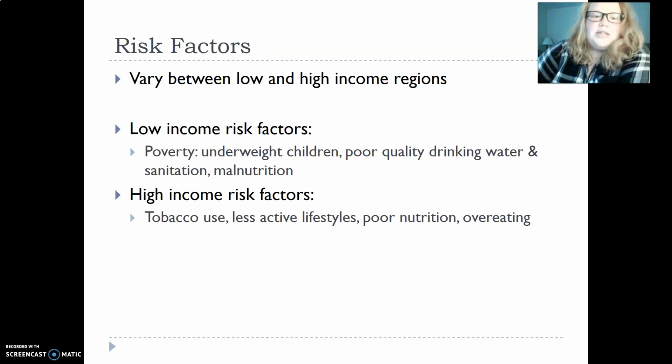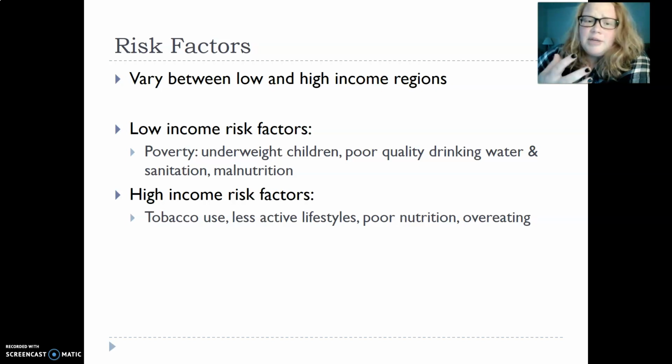Okay, risk factors. So these vary between low and high income regions. In your low income regions, a lot of the risk factors are tied to poverty. So this can be underweight children, poor quality drinking water, sanitation, malnutrition, all of these things that we've talked about all year through our population and pollution units can lead to human disease. Remember, if you are drinking out of the same water that you poop in, you're going to get sick. So improved sanitation is super important for public health.